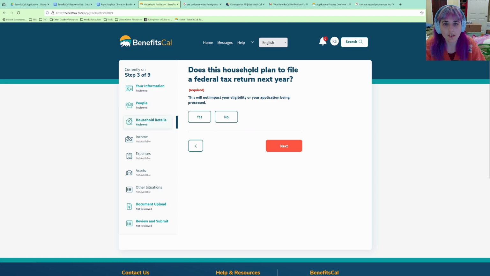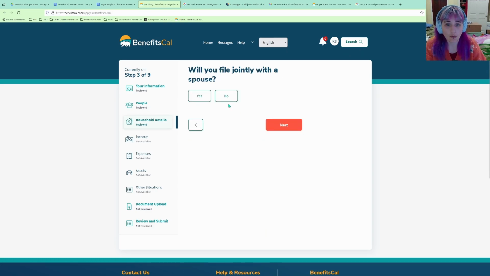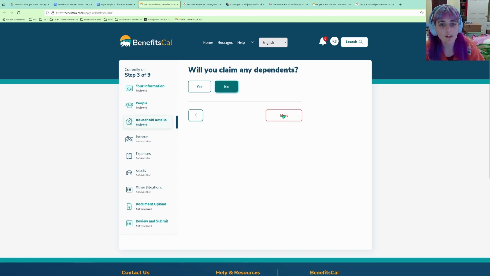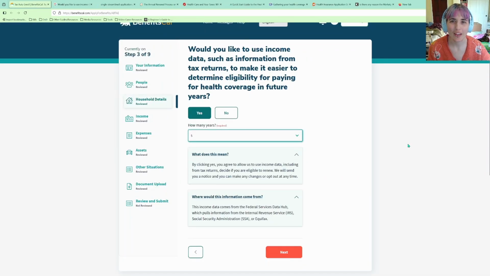Household details. So does this household plan to file a federal tax return for next year? This doesn't impact your eligibility, but it is a required question. I'm going to say yes. The answer if we filed jointly with a spouse. Will I claim any dependents? No.